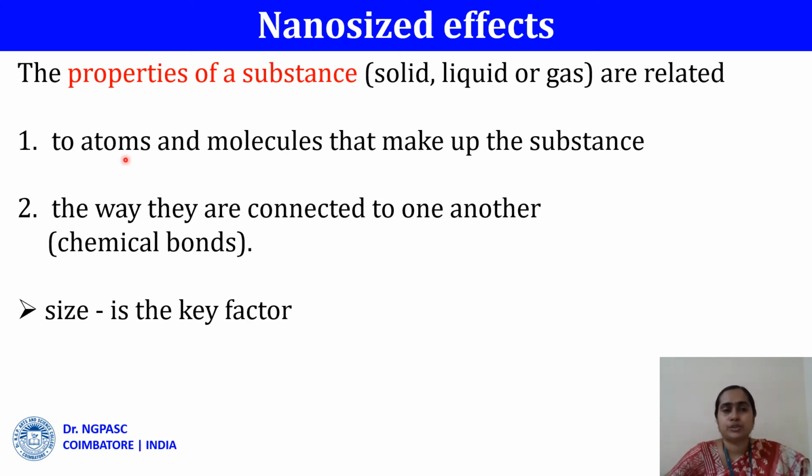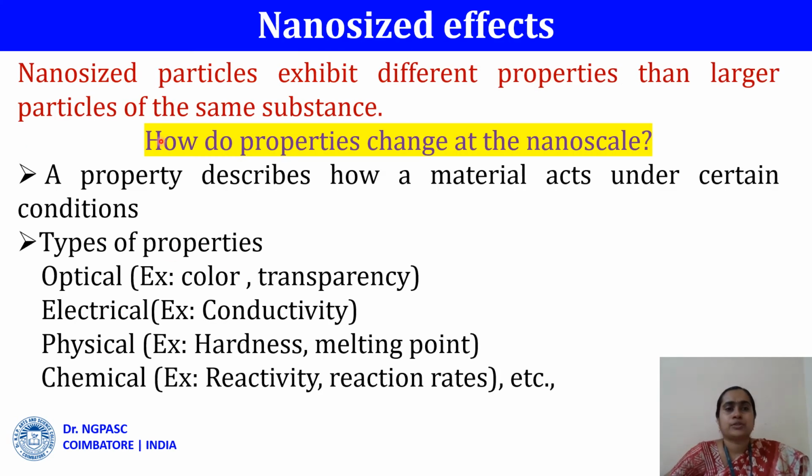And they are related to what? They are related to the atoms and molecules that make up the substance, the way they are connected to one another by the bonds, that's the chemical bonds, and size is the key factor in all these things. So nano-sized particles exhibit different properties than larger particles of the same substance. So how does this property change at the nanoscale under certain conditions?